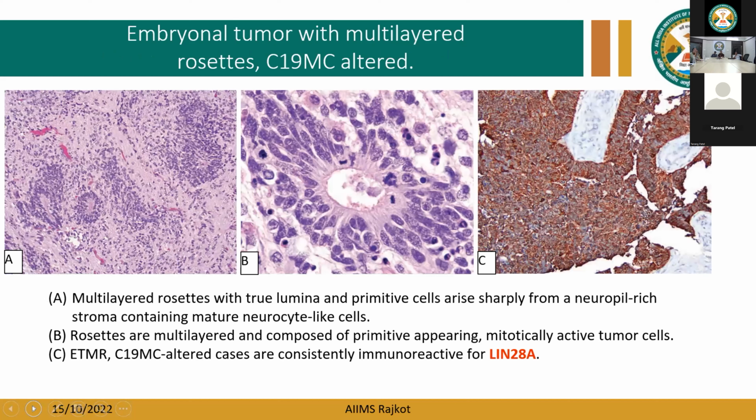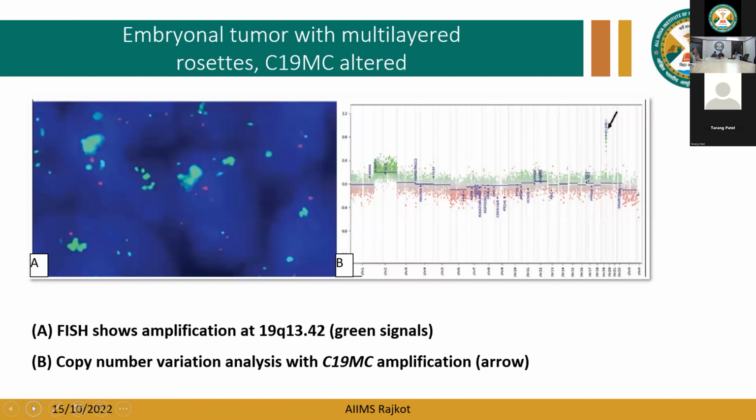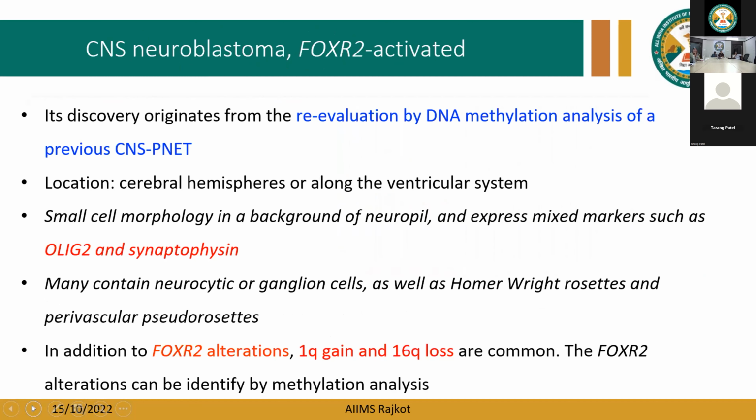This is a morphological picture. Multi-layered rosetting will be there, abundant mitosis will be there, and it will be positive for LIN28A. This is the FISH picture showing amplification of the 19q13.42 loci. Copy number variation analysis shows C19MC amplification over here.